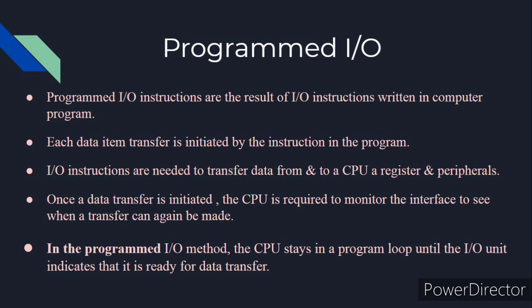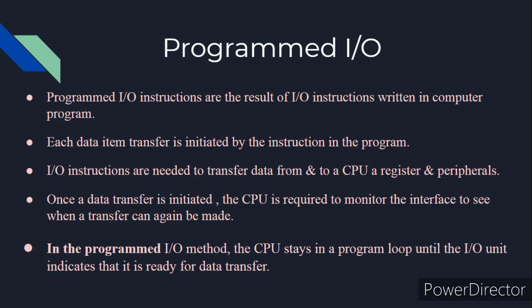Programmed I/O instructions are the result of I/O instructions written in a computer program. Each data transfer is initiated by an instruction in the program, and I/O instructions are needed to transfer data from CPU to peripherals as well as from peripherals to a CPU register. Transferring data under program control requires constant monitoring of peripherals by the CPU.